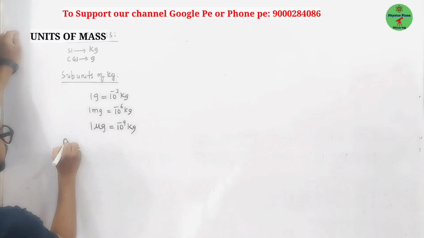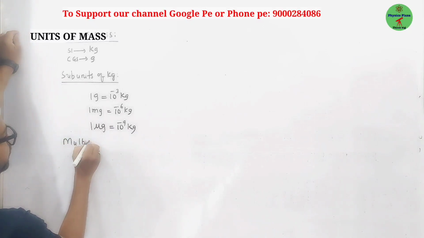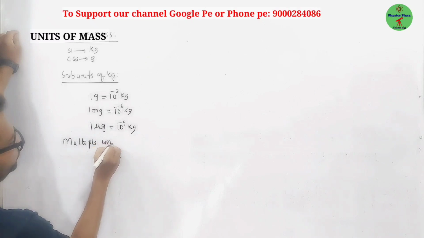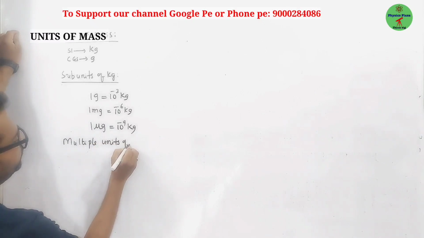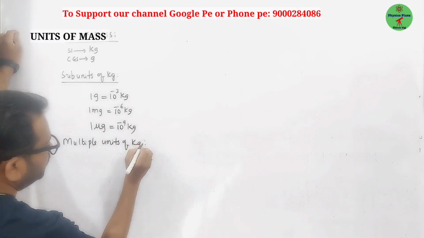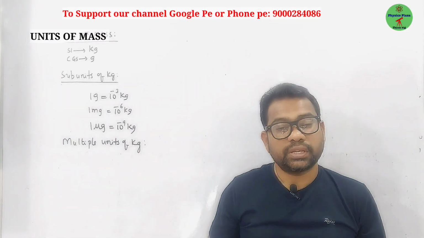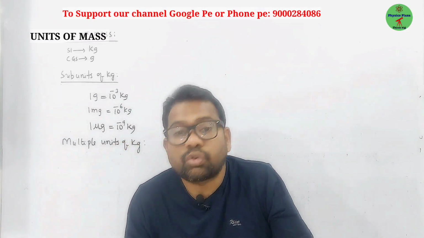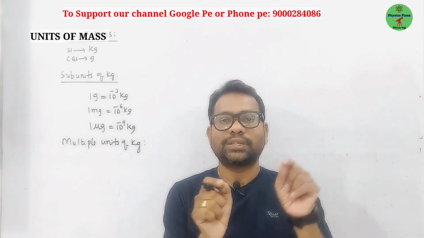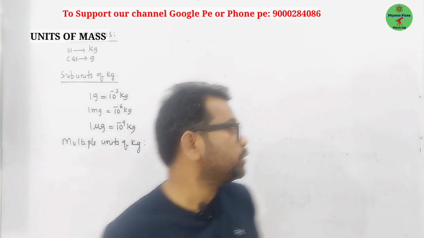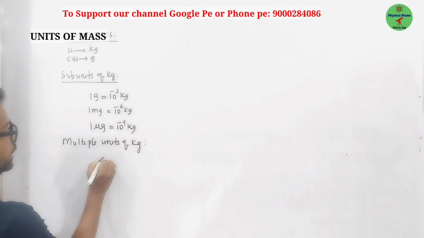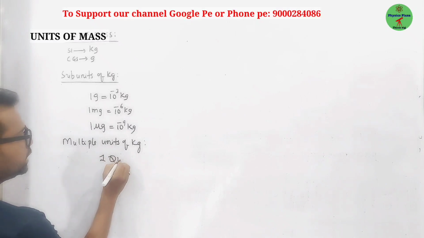And let us see the multiple units of kg. Children, when you go to any chilli yard or cotton yard, there we don't measure quantities in kg, because very huge quantities will be there. There we use either tons or metric tons. Here, the quintal. So 1 quintal.